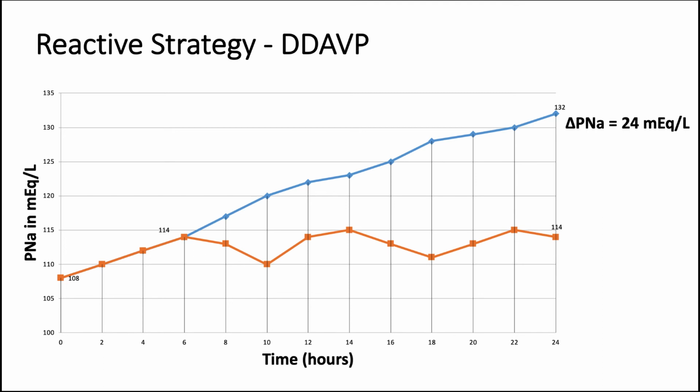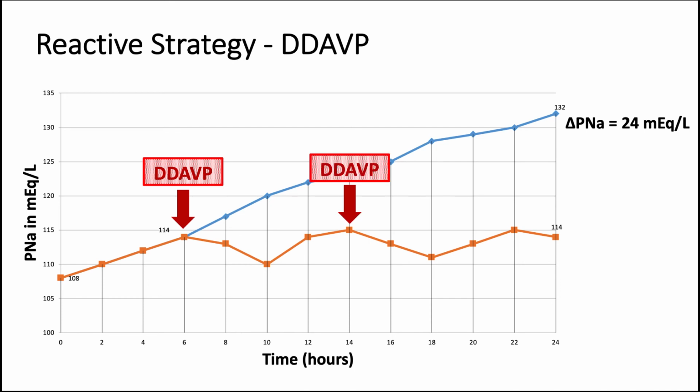And as we know, correction happens because of water diuresis. So what we're going to do is just put a clamp here, and we're going to give DDAVP only at scheduled intervals. So I have the sodium around the same value, which is around 114. So at the end of 24 hours, my sodium will only have corrected by about 6. This is called the reactive strategy.